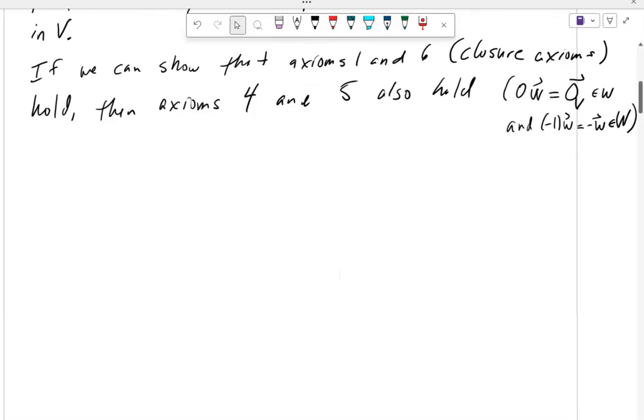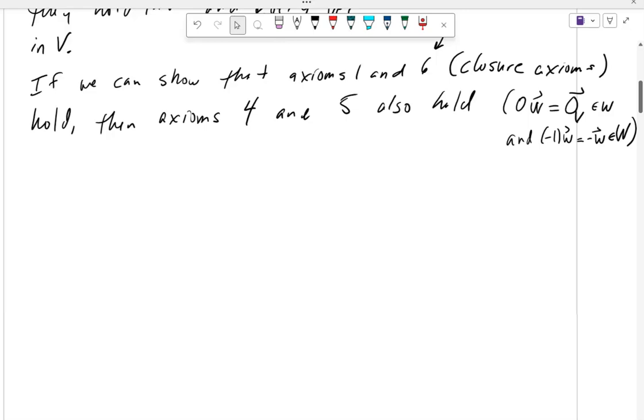Okay. All right. So let's go through what we would have to show here. We need to show the closure axiom. So remember, the closure axioms are, if I take two vectors and add them together, I land back in my set again. And for scalar multiplication, if I take any real number, multiply it by a vector, I land back in the set again. Right?